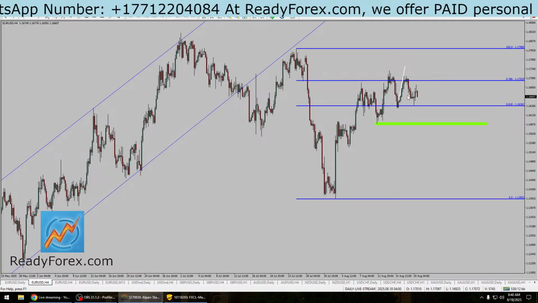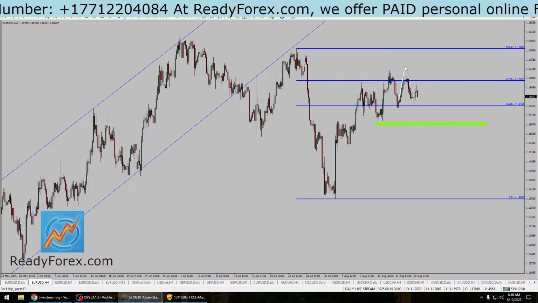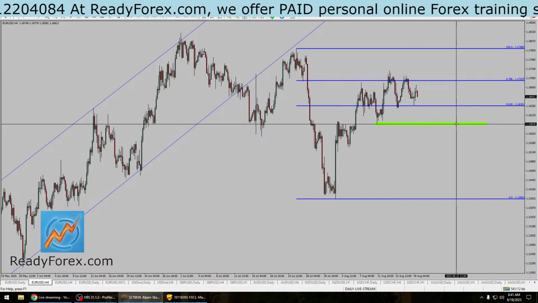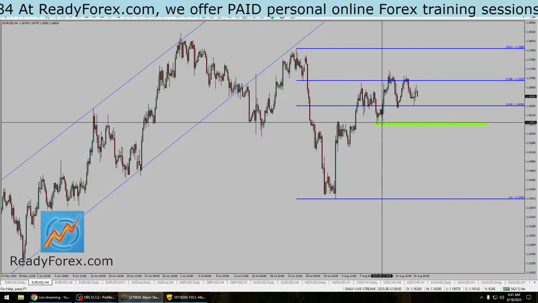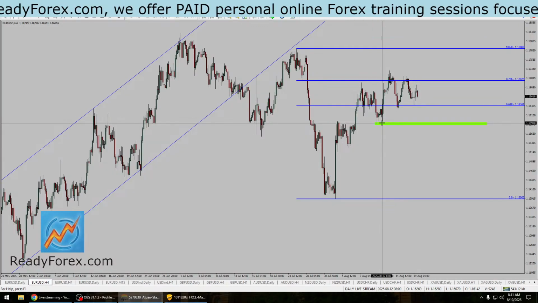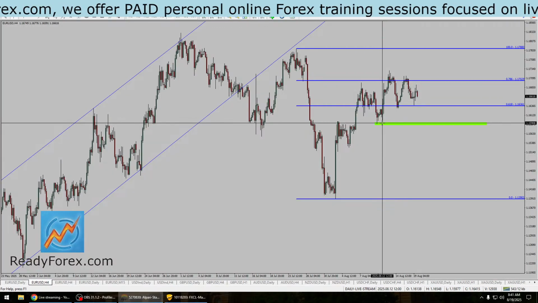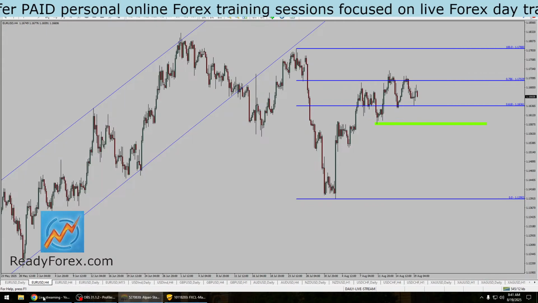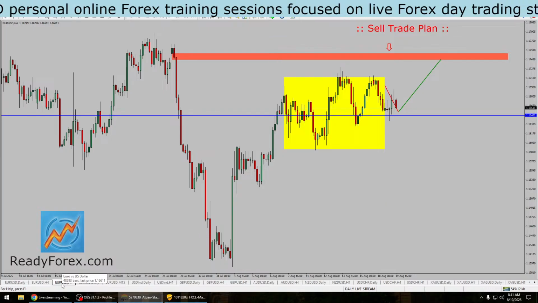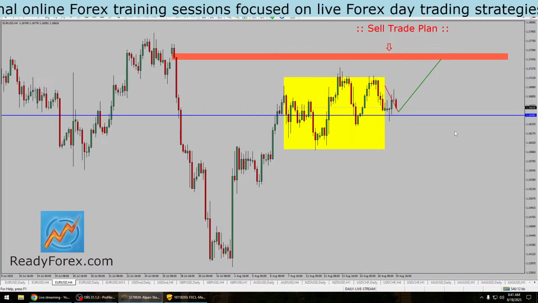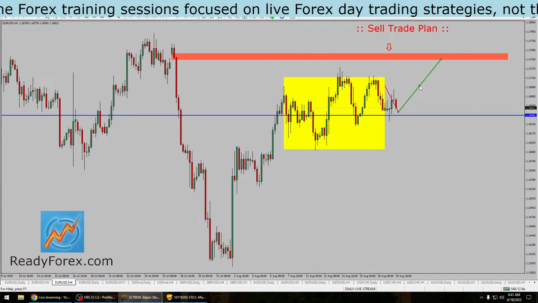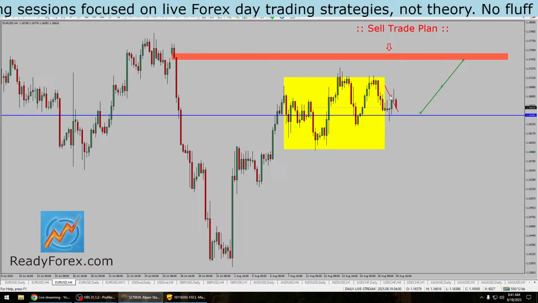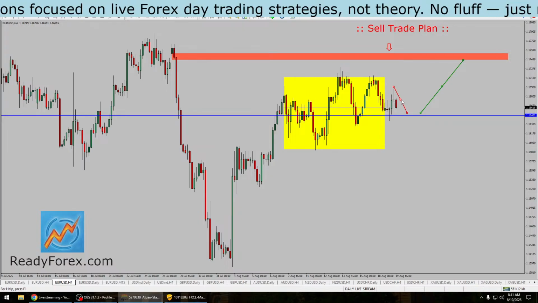I'm going to remove all of these trend lines. So this is the support right over here. Down over here, this is the support in euro dollar currency pair. This green color highlighted area, that's providing support. Now I do have a sell trade plan in euro dollar currency pair, but I also have a buy trade plan as well in smaller time frame.